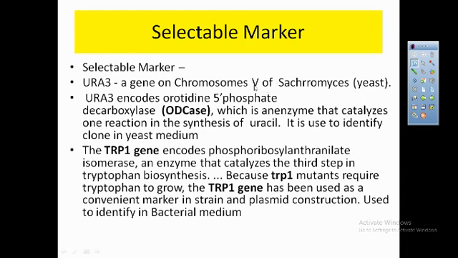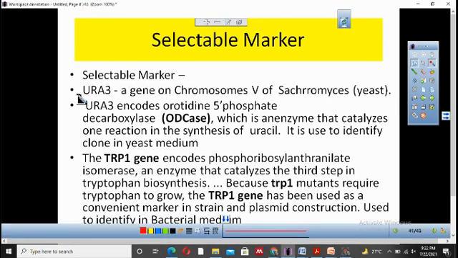I told you that the yeast artificial chromosomes, as well as the plasmid form of the YAC, bear markers. What are the markers? Markers are URA3. This is a gene on chromosome number 5 of Saccharomyces, that is yeast, which codes for an enzyme orotidine 5' phosphate decarboxylase, ODCase, which is an enzyme that catalyzes one reaction in the synthesis of uracil. It is used to identify the selection in the yeast medium. Okay.